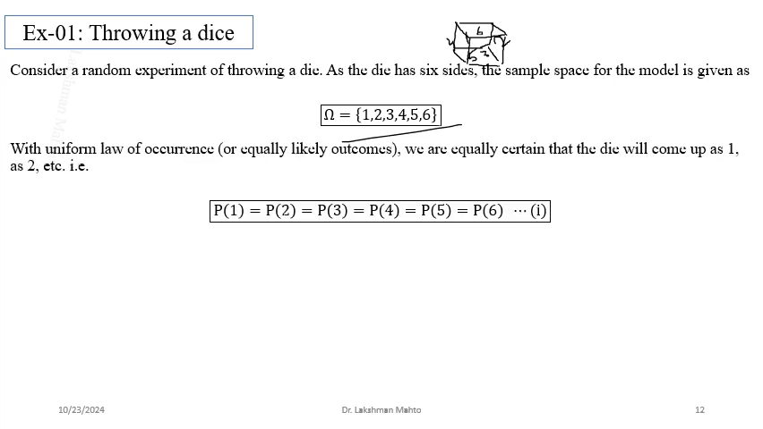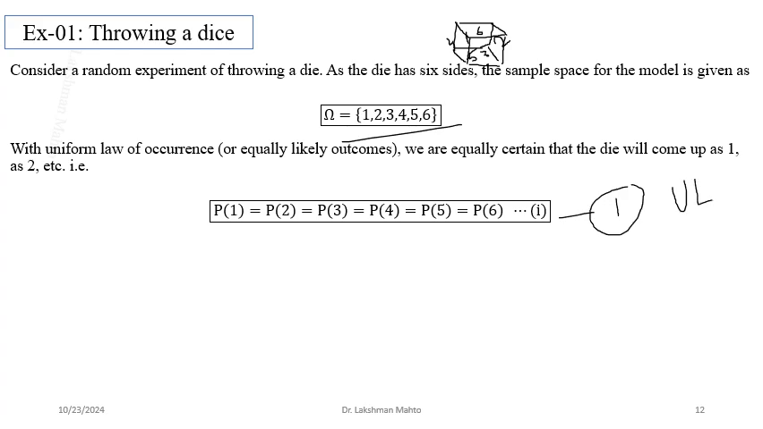Now we are going to compute probability at the outcome level. Here, each face is equally likely because we are taking a regular dice. There is no bias. Okay, regular dice, so each face has an equal chance of occurrence. That means uniform law. So under the uniform law, we say that probability of occurrence of face 1 is equal to probability of occurrence of face 2, and likewise equal to probability of occurrence of face 6. Okay, this is coming through the uniform law or equally likely law.